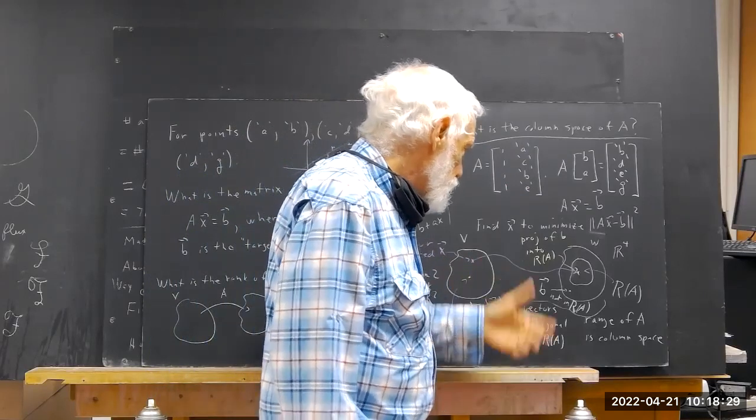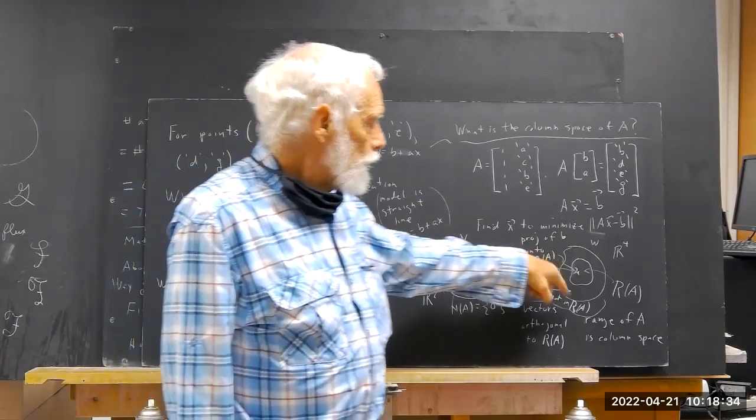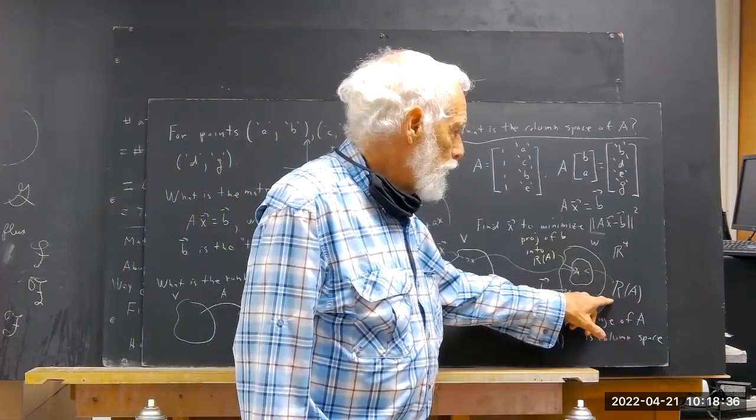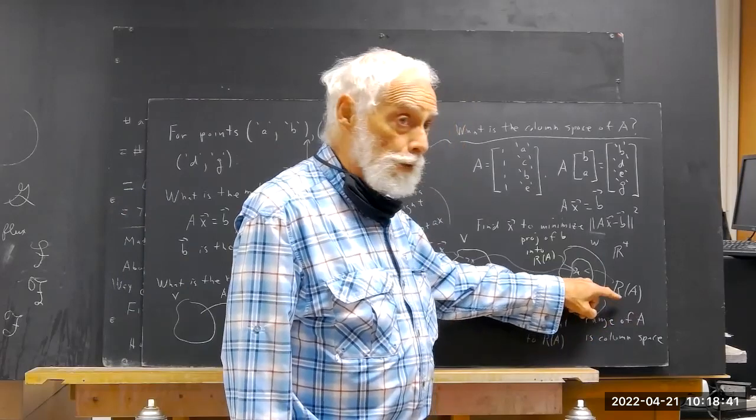The nullity that consists of the zero vector. Now, looking over here, we have R of A. That's what we call the range of A. That's the reason for R. There's a lot of ambiguity.